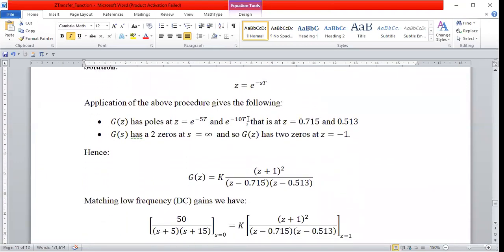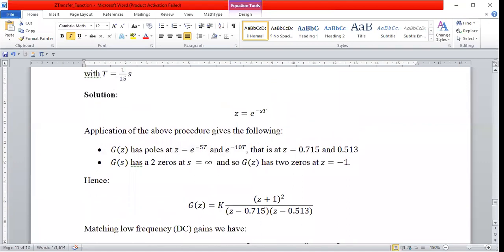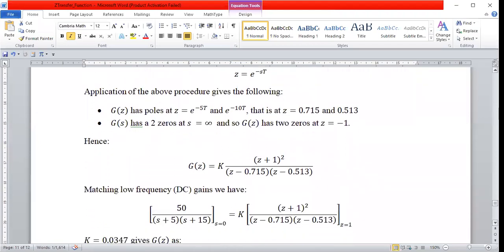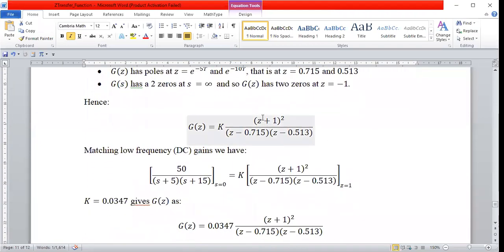Then for the pole zero mapping, if you have two poles, then definitely you have two zeros, because the number of poles should be equal to the number of zeros. In the question, you have two poles. That's why you also have two zeros, and you always map the zeros to Z is equal to -1. So that's why you have this.